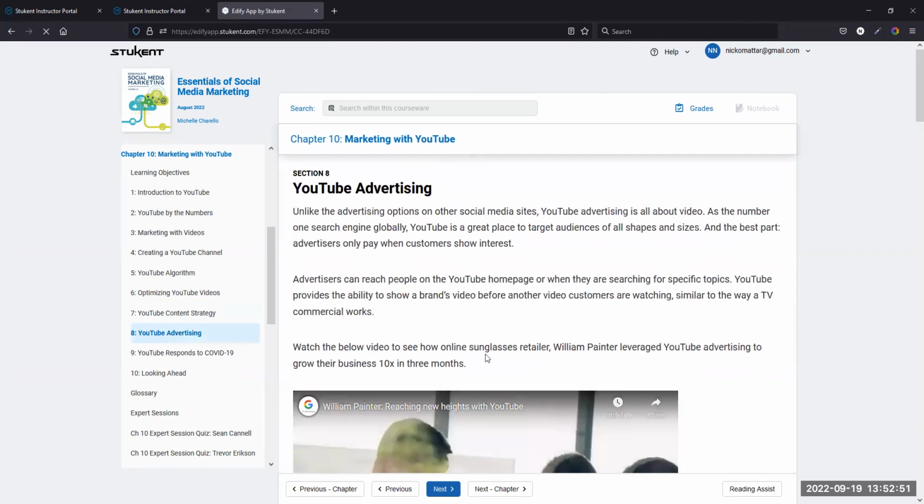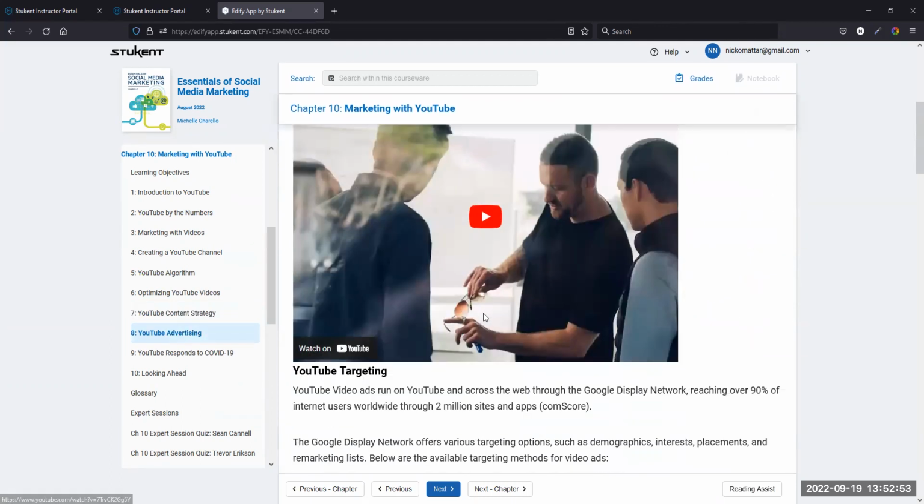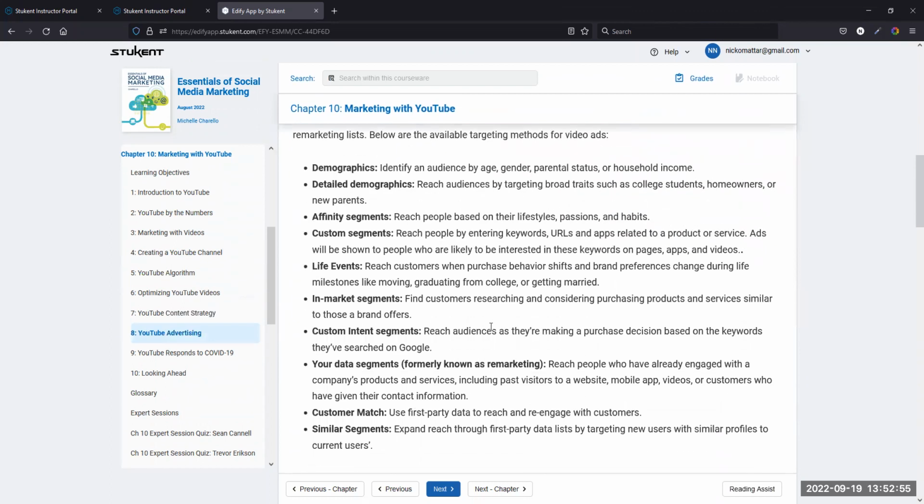Now, finally, we have YouTube advertising. The last section here, we're going to jump all the way down to the targeting. Targeting is very similar to what you see in other social media sites. And if you've ever done Google advertising, it's also similar here. You have your basics, your demographics, your affinity segments, your lifestyles, habits, stuff like that. Life events, if they somehow have a way to tell if you were recently married or if you recently bought a house based on your search history and elements like that.